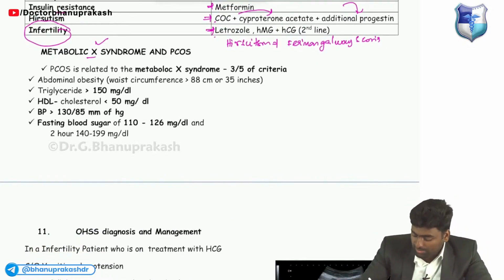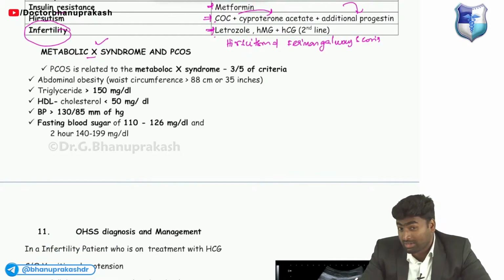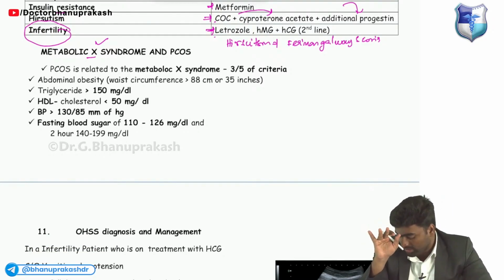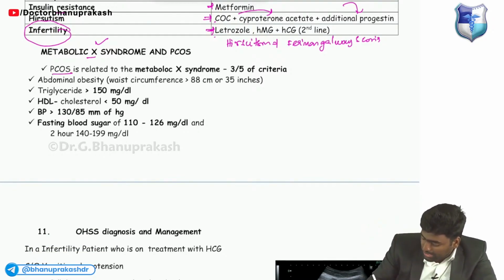Yeah, all of the following metabolic disorders like PCOS will be there. In the case of type 1 diabetes mellitus, it will be having this acanthosis nigricans. Good, guys. Then PCOS, it is related to this metabolic X syndrome.